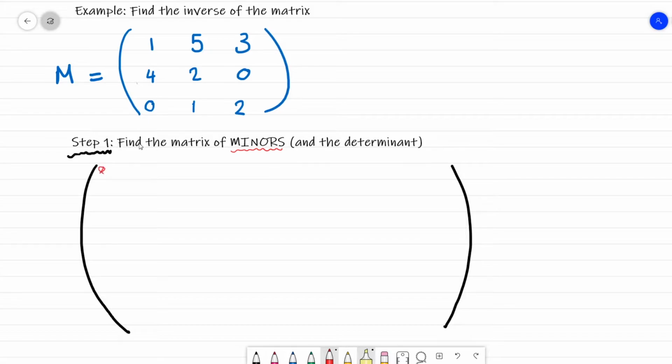So for the top left term, I'm going to ignore the row and the column, and I'm going to consider this 2 by 2 matrix here. I'm going to work out the determinant of that. Now you might already be able to see the determinant is going to work out as 4, I believe, but I'm just going to write the calculation in full for now. We're going to do that a total of 9 times, so bear with me on this little bit.